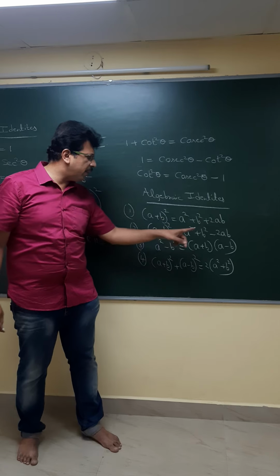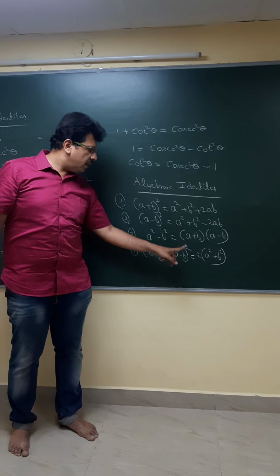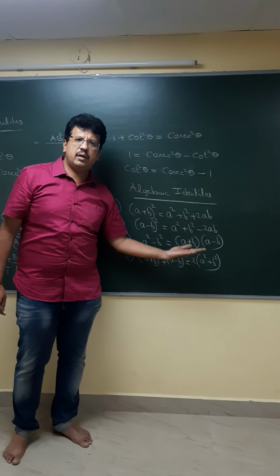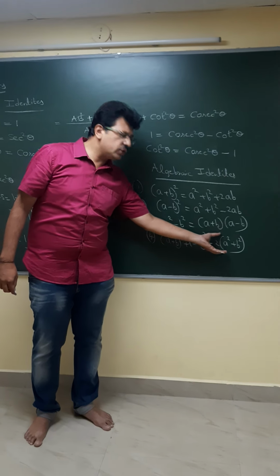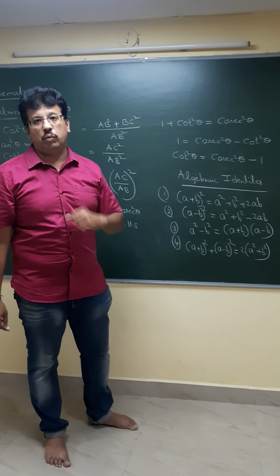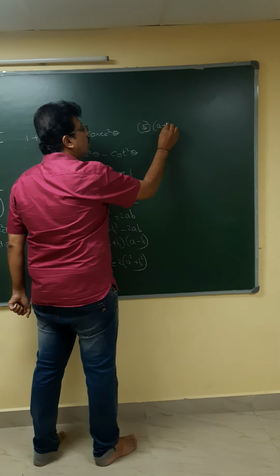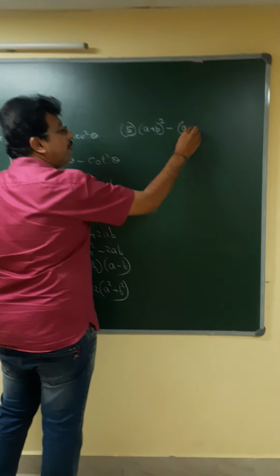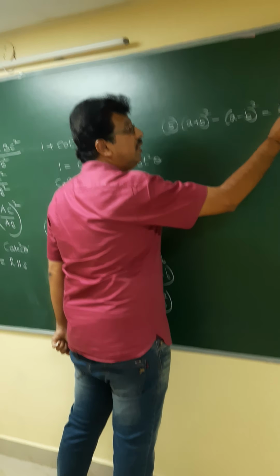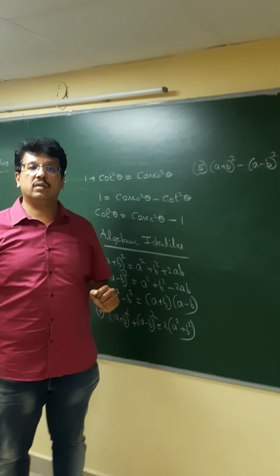When you add up these two, what happens? Plus 2ab and minus 2ab both get cancelled. A square plus a square is 2a square. B square plus b square is 2b square. So you get this immediate solution, and you can use it for solving the sums. Children, I am writing this identity so that you are thorough. And the fifth one is a plus b whole square minus a minus b whole square. This is also very, very important. That is equal to 4ab. We are going to use this identity to solve the sums.